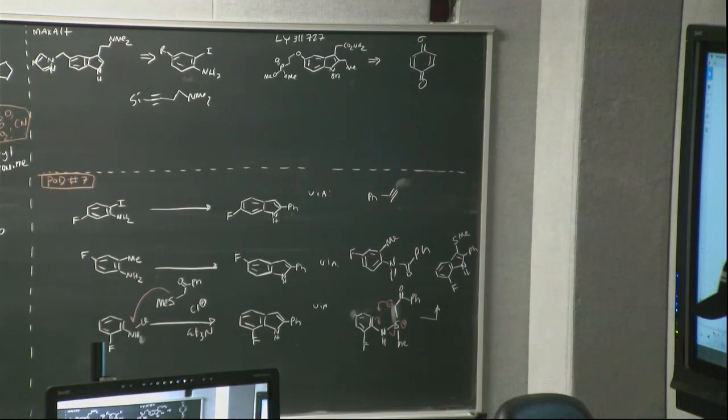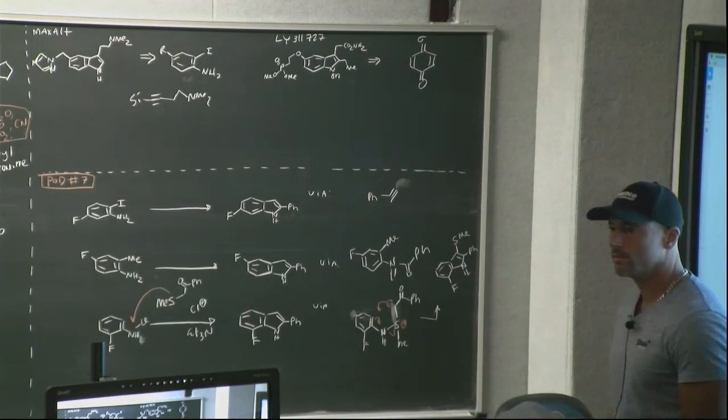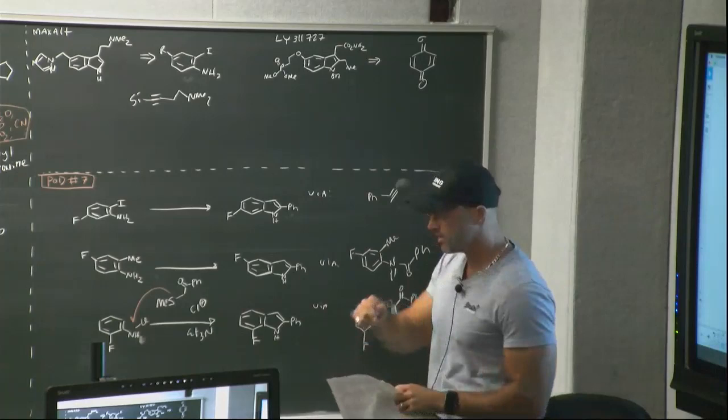If you use, instead of a phenyl there, a corresponding ester, you'll get out your oxindole. You see that? So here would be O. That will give you oxindole. Gassman is super useful. Very mild, pretty practical. People have scaled up Gassman.